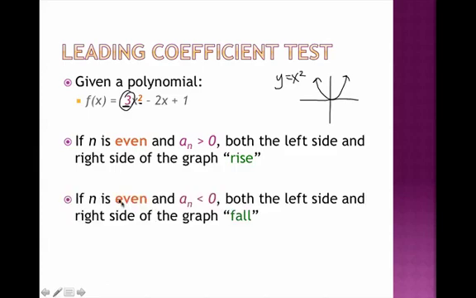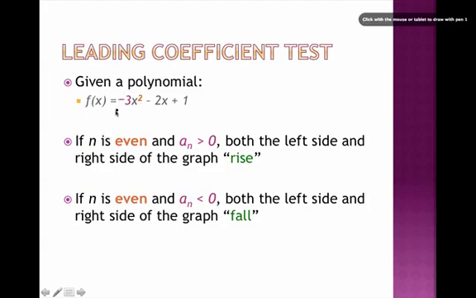Similarly, if n is even, so we're keeping it as an even function, but we've got a negative 3x now. So here we see that our negative showed up. Then both the left and the right hand side will fall. And we've seen that before when we've had y equals negative x squared.